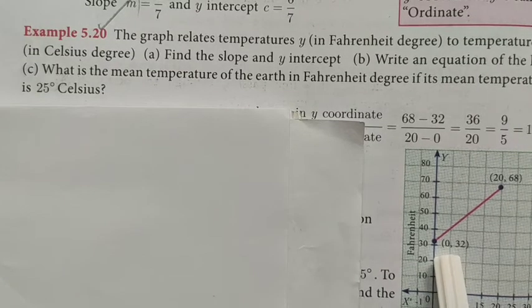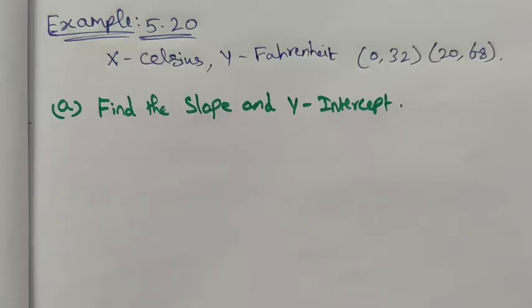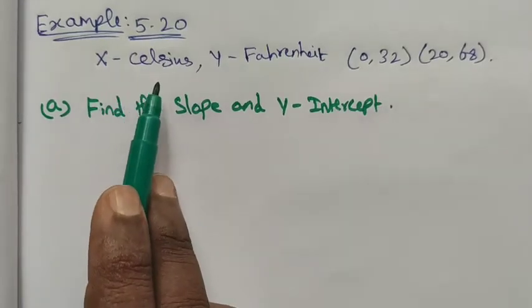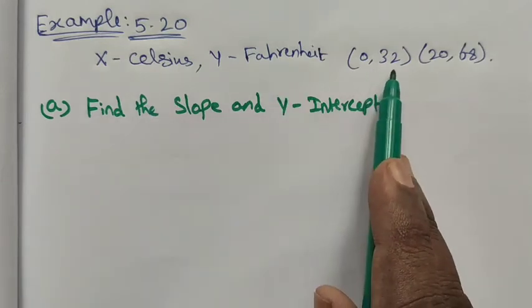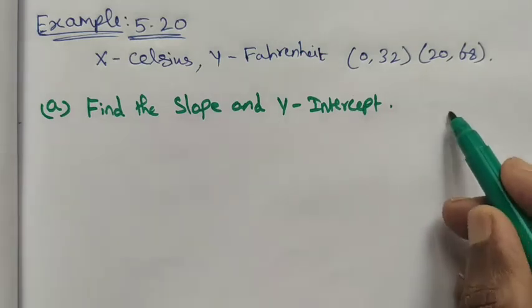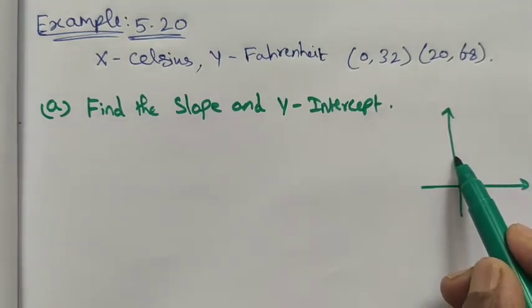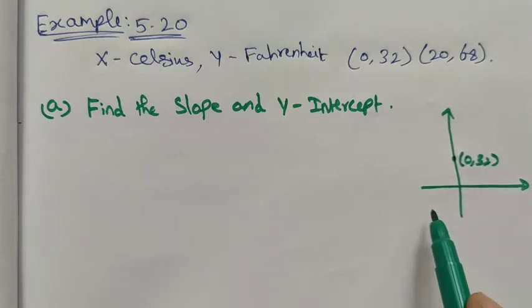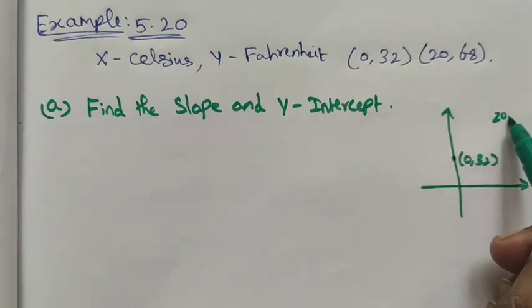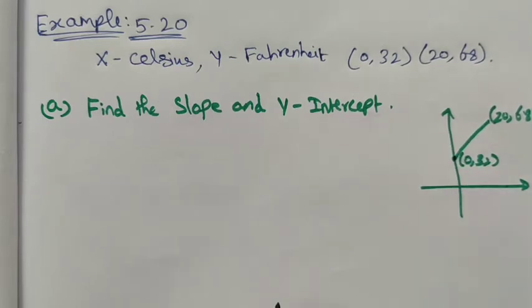See, the 2 points given are 0,32 and 20,68. The x is given in Celsius and y is given in Fahrenheit. The point 0,32 lies on the y-axis, so x is equal to 0 and y is 32, right? And then 20,68: x-axis is 20, y-axis 68. This is the line, right?